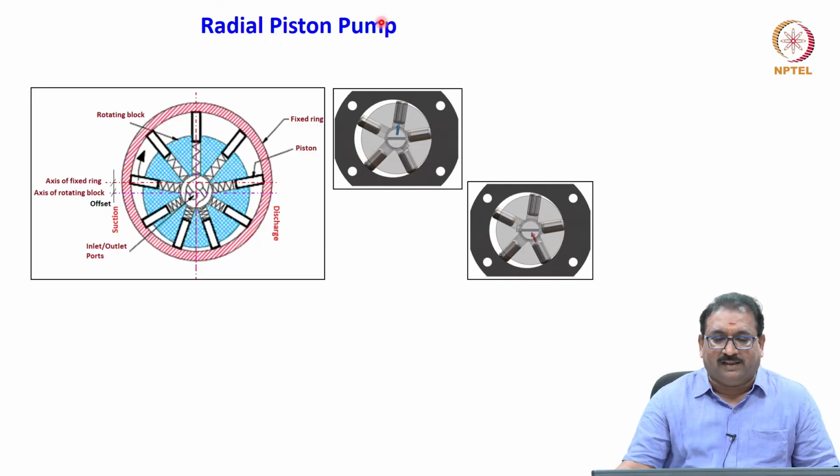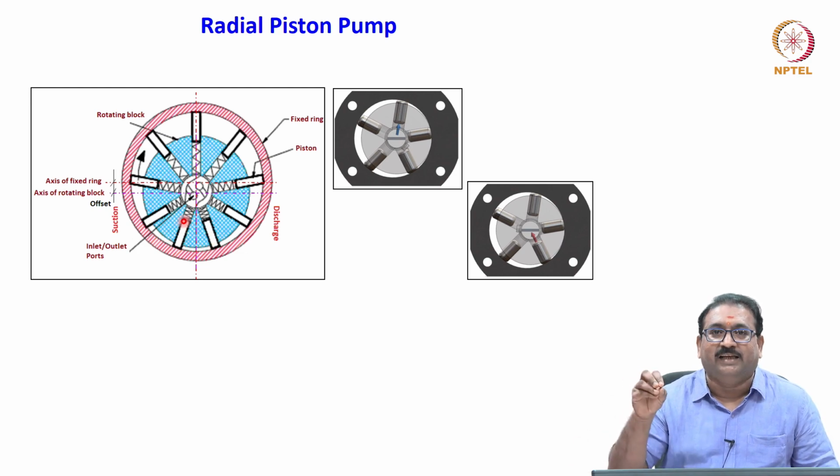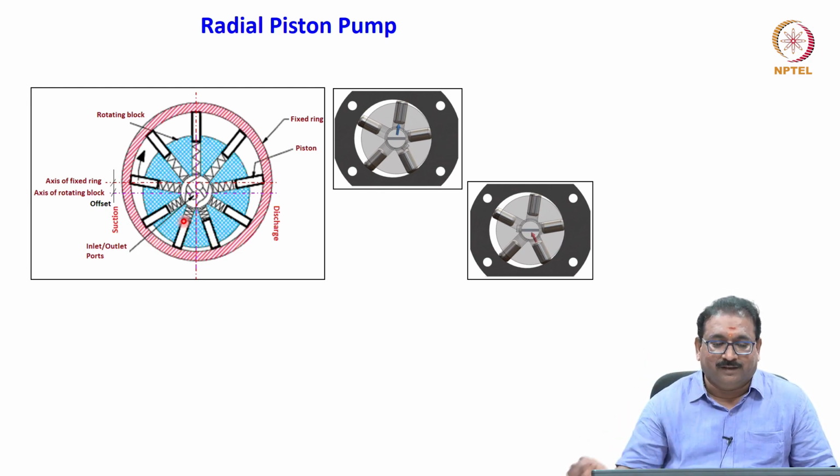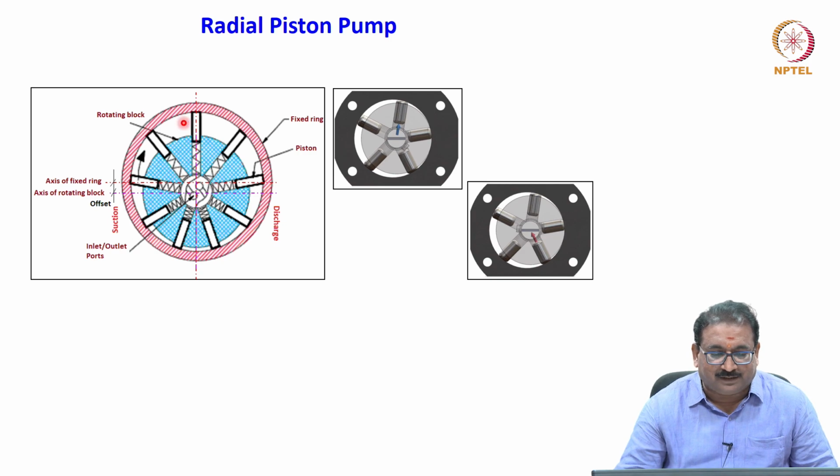Now the next category is the radial piston pump. You will see, friends, how the pistons are inserted radially in the cylinder block. Please understand the figure here, friends. This is a rotating cylinder block, the middle one, which has radial slots. In the radial slots, through a spring, I inserted the pistons.